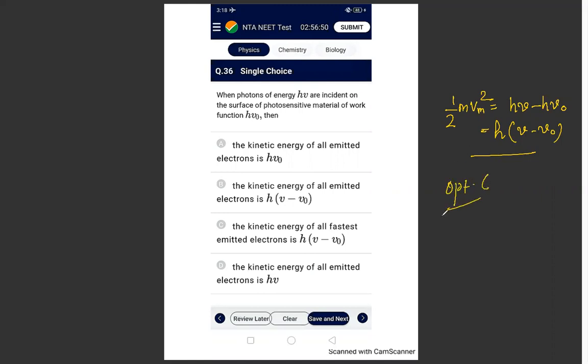So the kinetic energy of the fastest emitted electron comes out to be this much. Clear? That is the kinetic energy. If it is velocity, then we can write it as the square root of 2 times this expression divided by m.